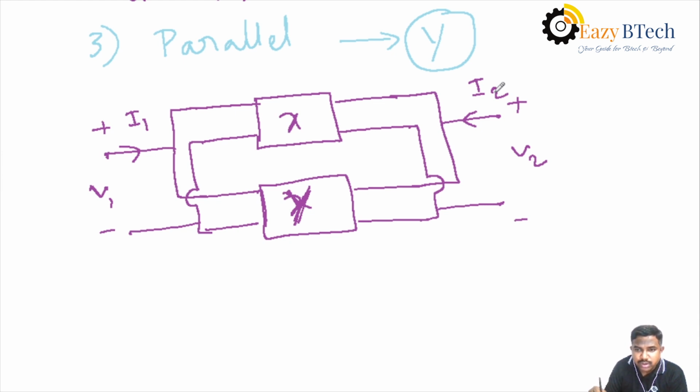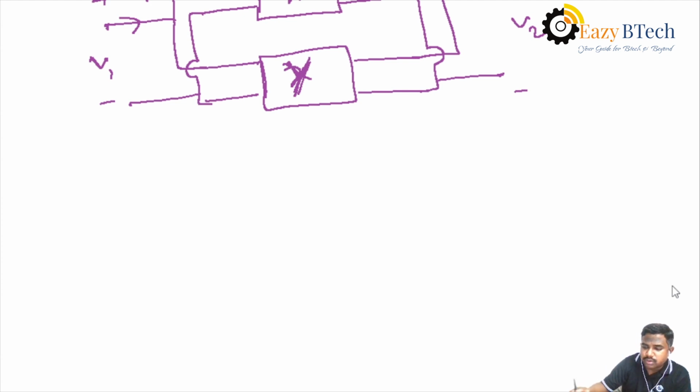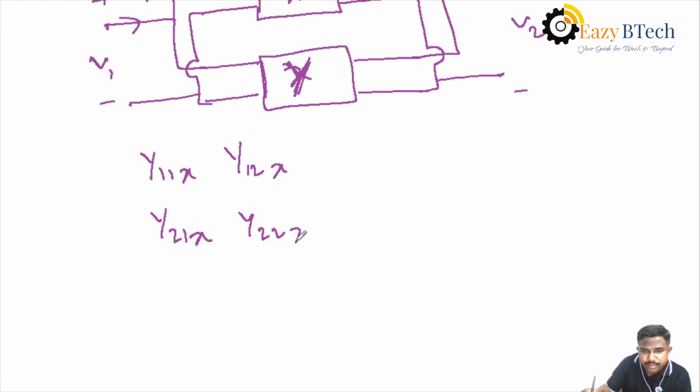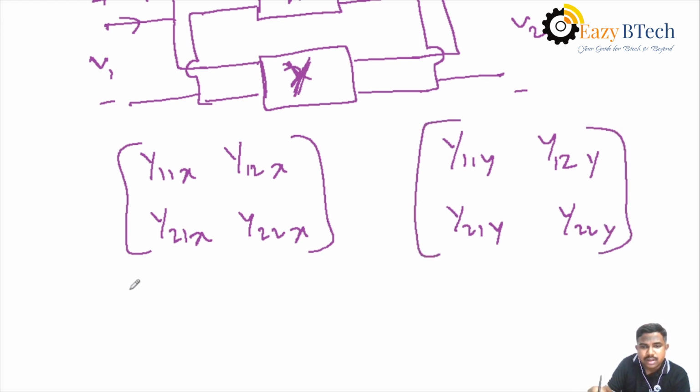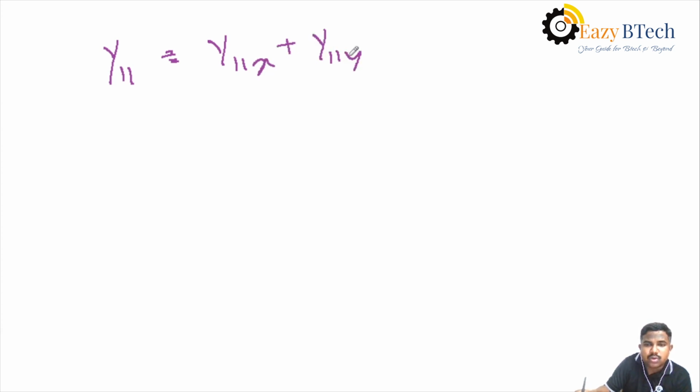In this parallel connection, we have to find out the Y parameters. Suppose we find Y parameters separately for the first network and second network, that is Y11, Y12, Y21, Y22 for network X, for example. Similarly, you have to find out Y parameters for the second network, that is network Y. Then how do we find out the complete Y parameters of the parallel connected network? That means the addition of Y11 parameters of X and Y networks.